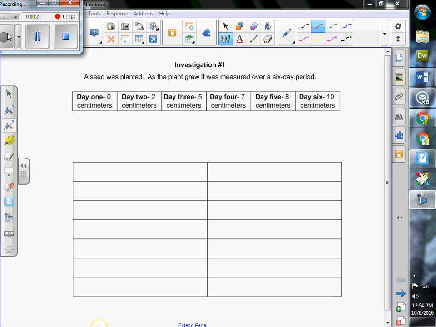So what we have to do is first take a look at what is the independent variable, like what the researchers are purposely changing. And in this case, the researchers are purposely changing the day. So they're going to change the number of days that this plant is growing. So plant growth is the dependent variable in this investigation. So you should always start by identifying your variables.